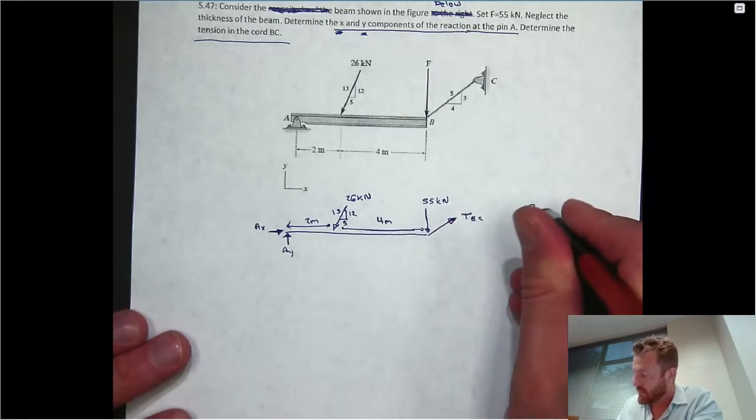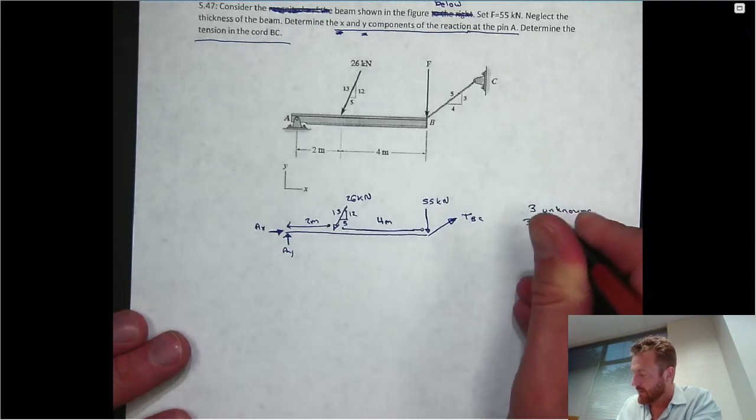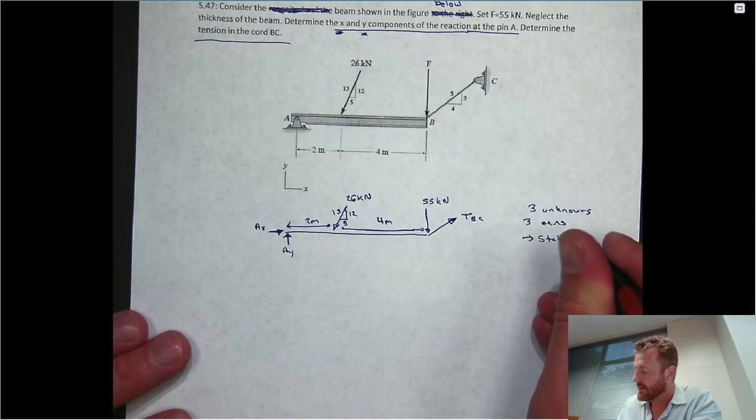So we have three unknowns and three equations. So we're in good shape. We have what's known as a statically determinate system.